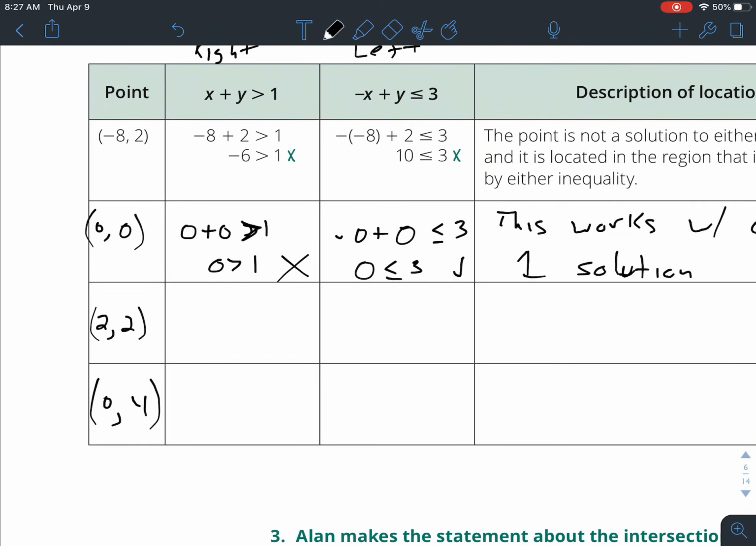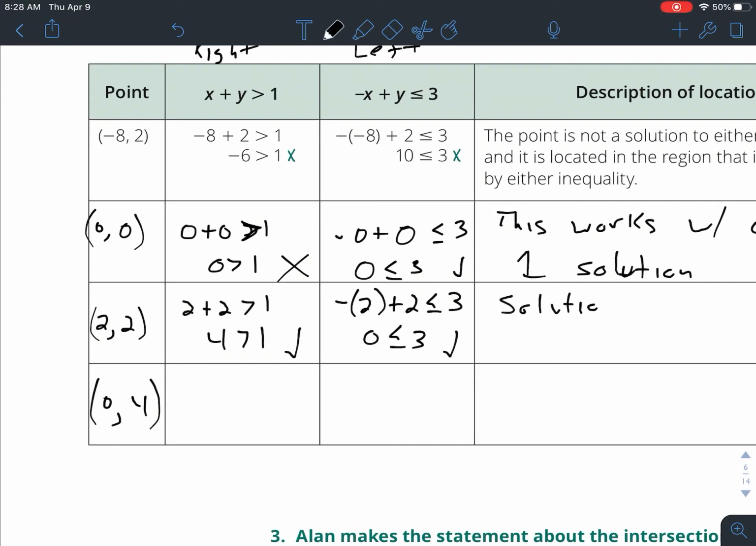Plug these back in like we did before. 2 plus 2 is greater than 1. 4 is greater than 1. This works. Negative 2 plus 2 is less than or equal to 3. That's negative 2 plus 2 gives us 0, which is less than or equal to 3. That works. So this solution works with both. And then last but not least, this is zone 1, 2, 3, and zone 4, just so you guys remember.